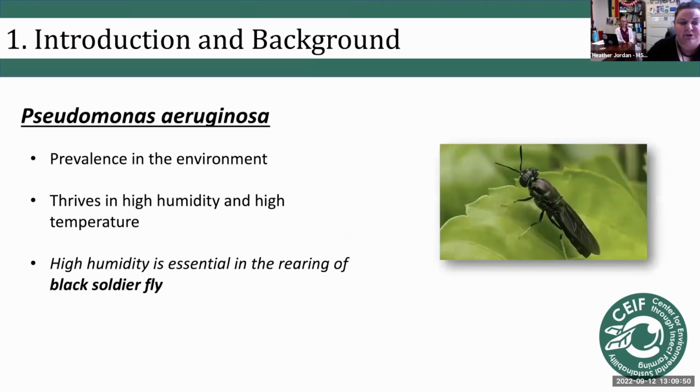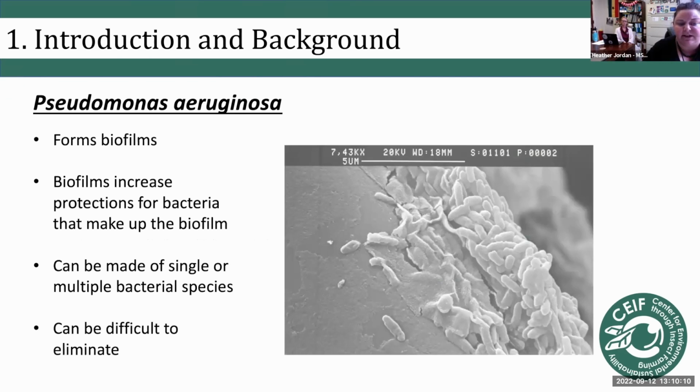So a little bit more about Pseudomonas aeruginosa being prevalent in the environment. It thrives in high humidity and high temperature. It's also highly sensitive to desiccation. And this high humidity is essential for the rearing of black soldier fly. It's also essential in the rearing of mealworm and several other insect species. Pseudomonas can form biofilms, and biofilms are groups of bacteria, and they increase protections for the bacteria that make up the biofilm. A biofilm can be made of a single bacterial species or multiple bacterial species working together, and they can be very difficult to eliminate.